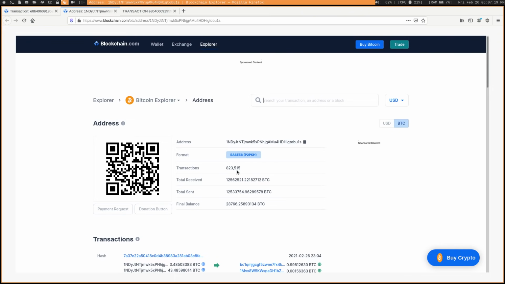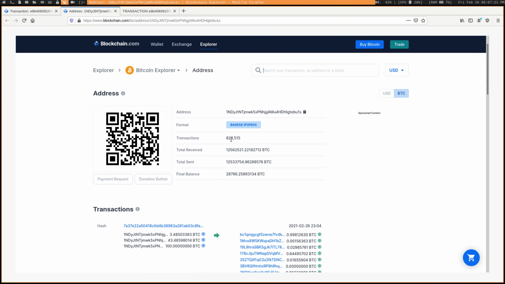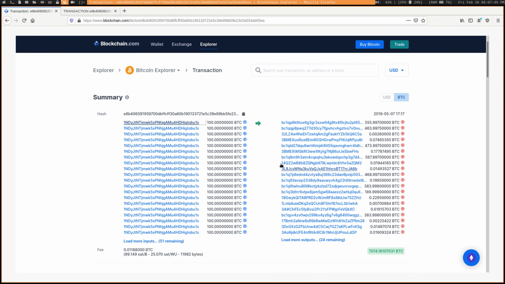So we can see that there's been about 800,000 transactions made and a total of, I think this is about 12.5 million Bitcoin received, and then also about 12.5 million Bitcoin sent. So there's a whole lot of crypto that's flowing in and out of this address. Based on that, you can assume that this actually belongs to an exchange. And you can also just look at the transactions it's made, like if you've ever bought Bitcoin from Binance, your transaction might be in the history there.